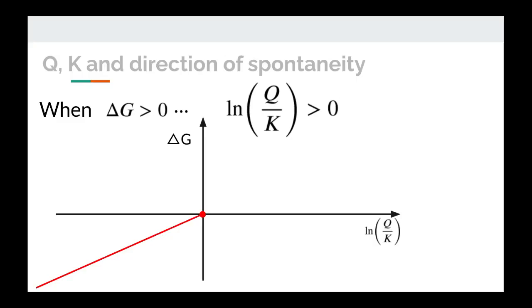And also, when delta G is positive, in other words, when the forward reaction isn't spontaneous, when the reaction is shifting to the left, the natural log of Q over K is greater than 0, which means that we can extend that line up into the positives on both axes. So there's a straight line relationship that turns out to be present between free energy and the natural log of the ratio of Q over K. And the slope of that line turns out to be R times absolute temperature.